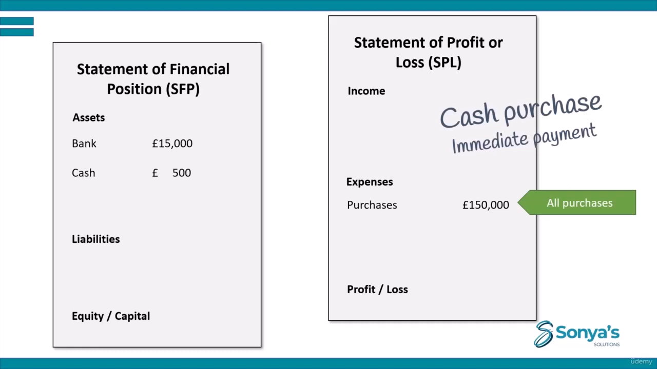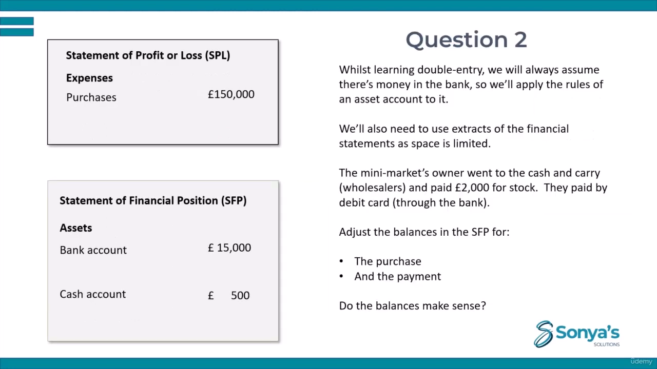For a cash purchase, there's no credit agreement involved. The business pays immediately, so we use the bank account or the cash account to record the payments. Let's remember that the balances on these accounts tell us what the bank balance is or how much cash is held on the premises. Get ready to pause the video to give yourself time to read and answer the question.